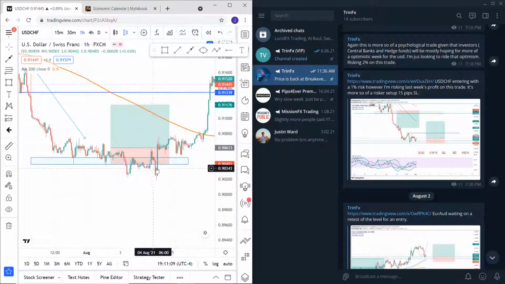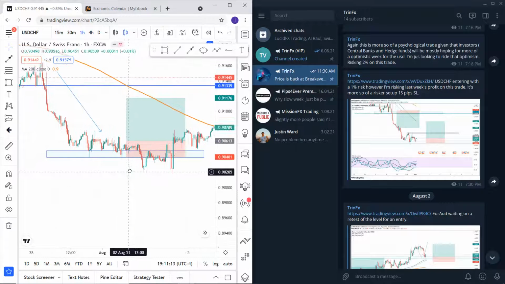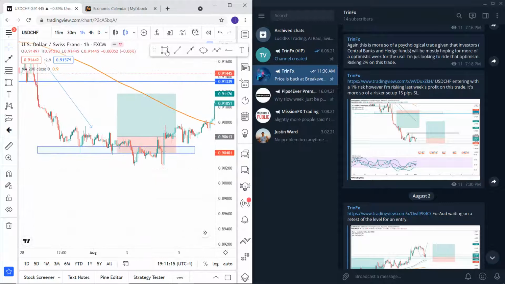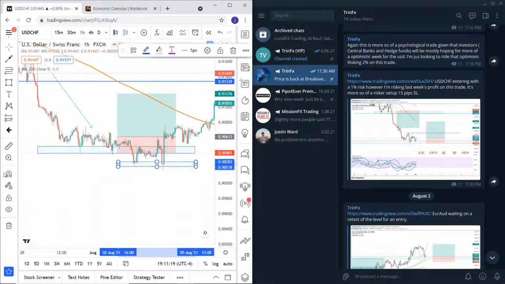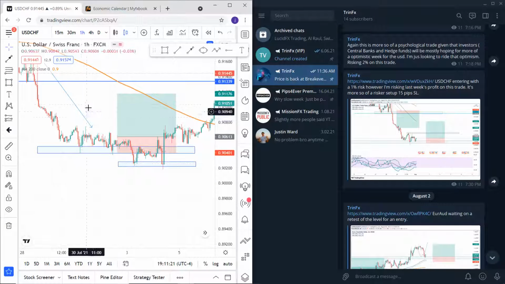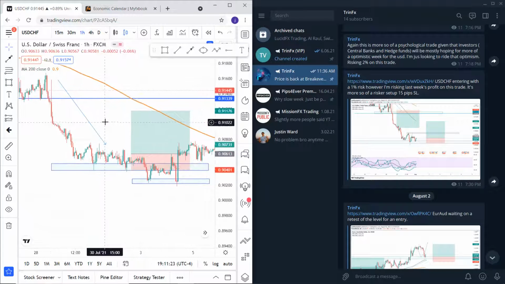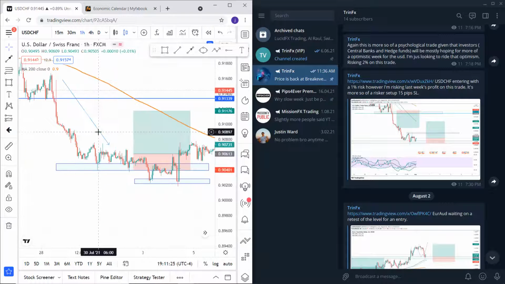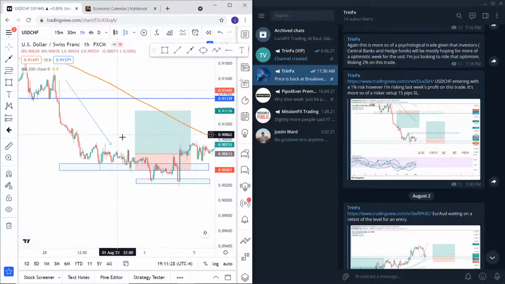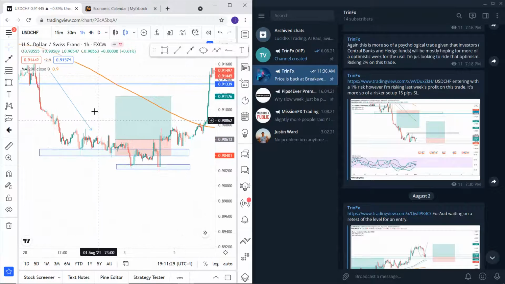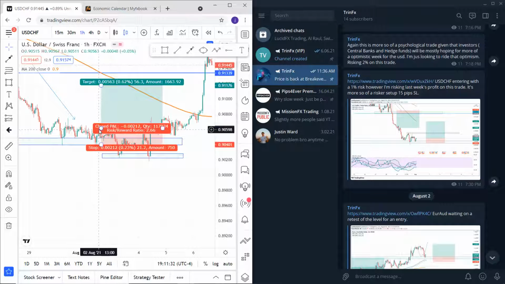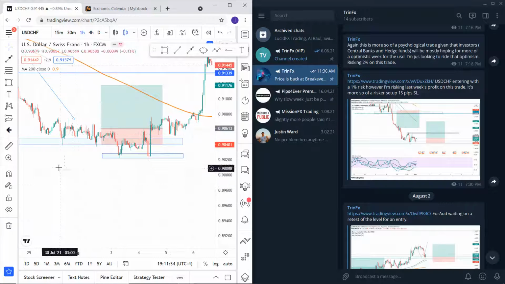So like I said, I was entering with a 1% risk, a relatively low risk, risking last week's profit. If you're new this week to the trading group, that's basically me saying that I'm entering this, but I do suggest if you are going to enter this as well, use a low risk, maybe 0.5% or something like that. If you're comfortable with the risk, then you can use 1%.